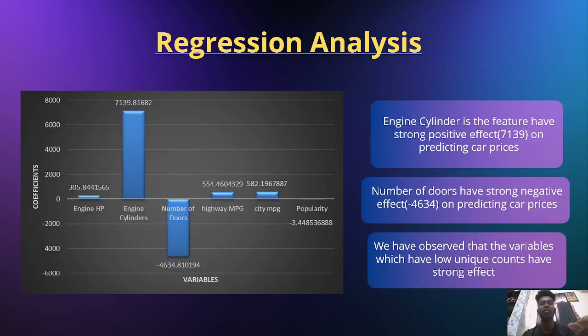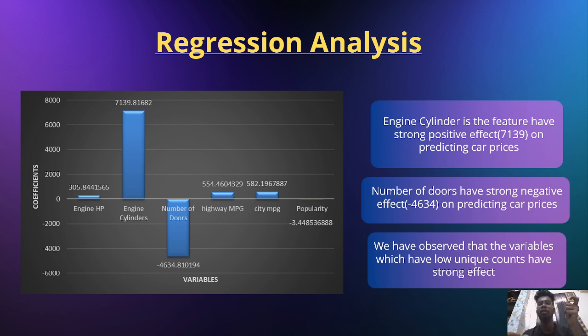Then in the regression analysis, they asked us to find which feature is the strongest in predicting prices. So you can see that the engine cylinders coefficient is 7,139. The engine cylinders feature has a strong positive effect, 7,139, on predicting car prices. So engine cylinders is a strong positive feature in predicting car prices.